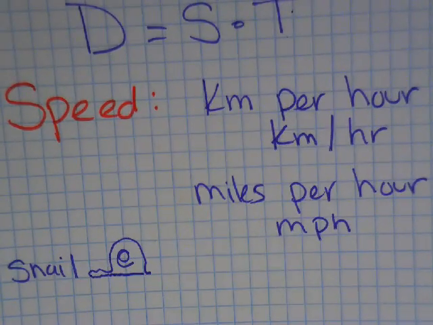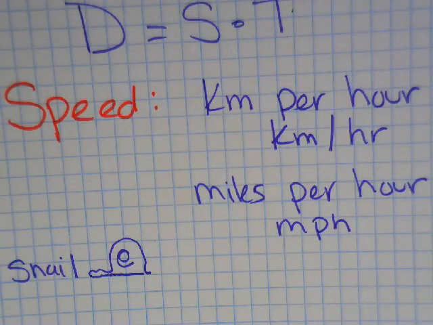Okay, snail. If I were to figure out the speed of a snail, do I really want to look at miles per hour? No. Kilometers and miles are about the same in distance. So, do I really want to use that unit, miles per hour, kilometers per hour, when I'm talking about a snail? No. So, we can change the units. What would be better units for a snail?